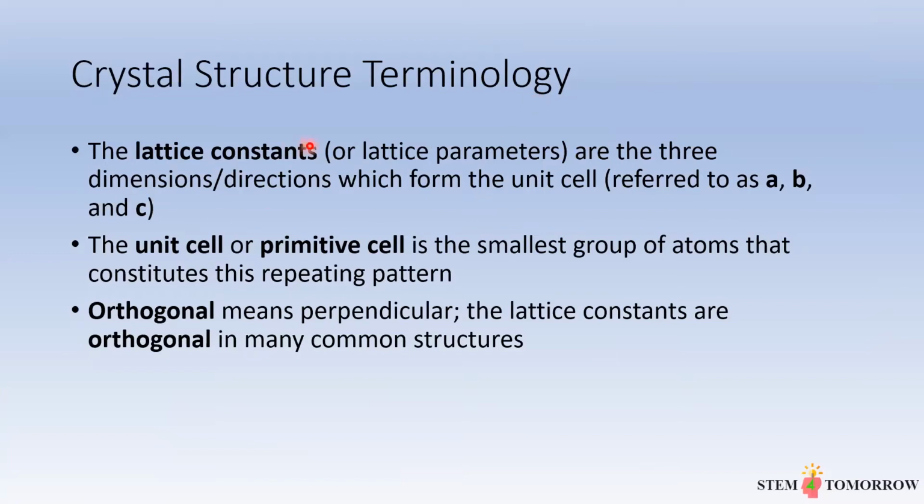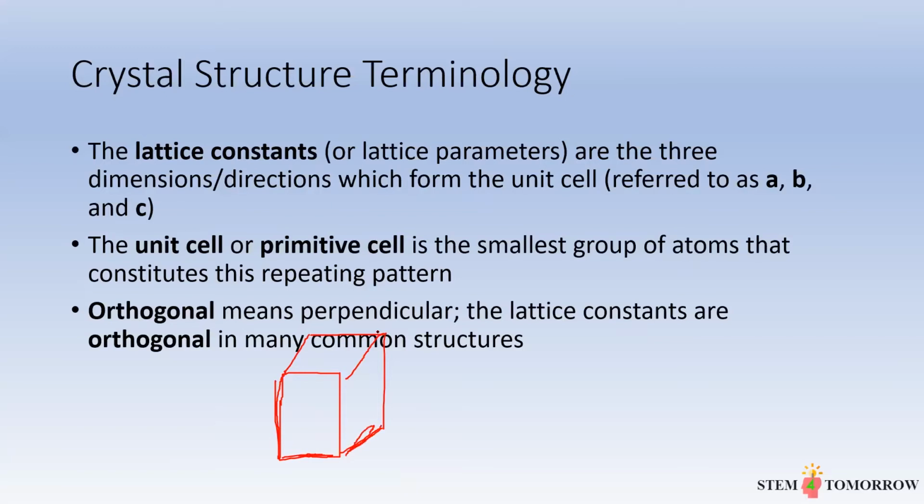So the lattice constants or lattice parameters are the 3 dimensions or directions which form the unit cell. For example, if my unit cell is a rectangular prism, let me draw. My unit cell is like a rectangular prism like this. And the lattice constants are going to be this length right here, this length, and this length. And we usually denote them by A, B, and C.